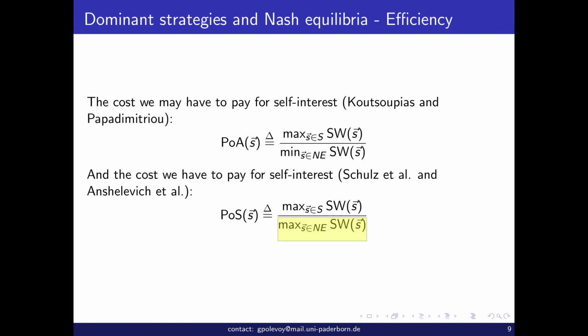But when we cannot guarantee a good price of anarchy, it makes sense to ask: is there at least one good solution? If there is at least one good solution, then we just need to somehow coordinate players to play that. If there is no good solution, then we can only change the game. That's already a question of mechanism design.